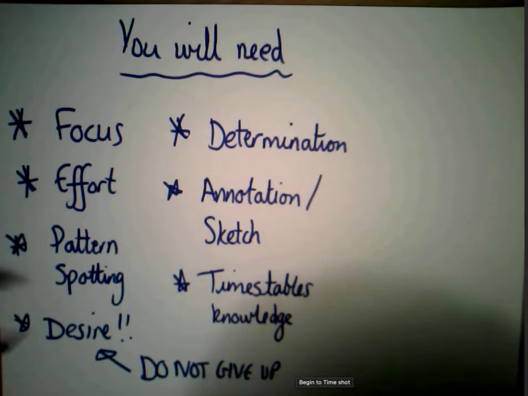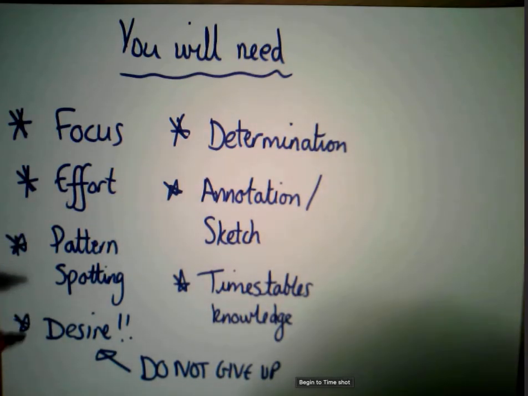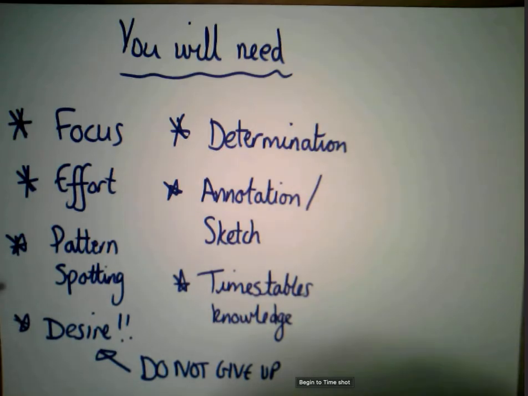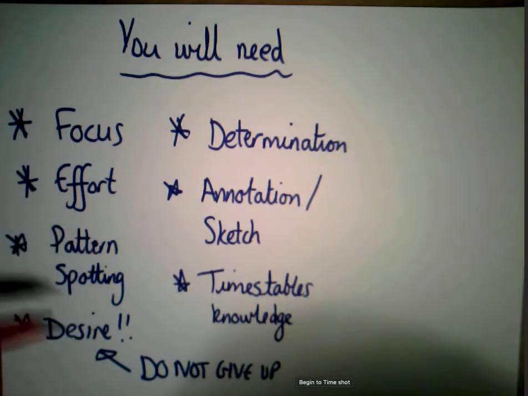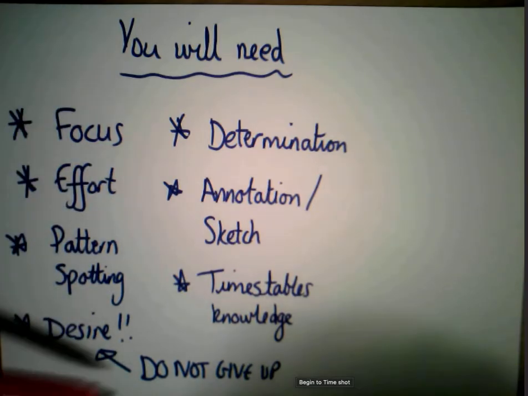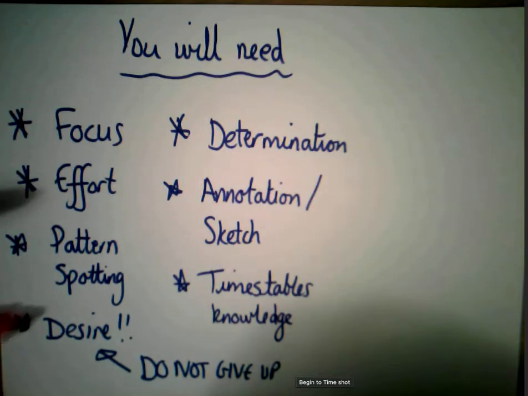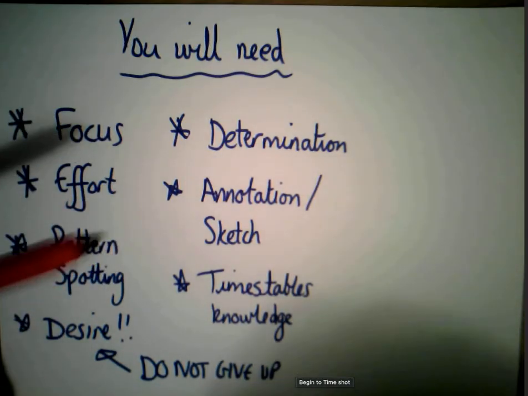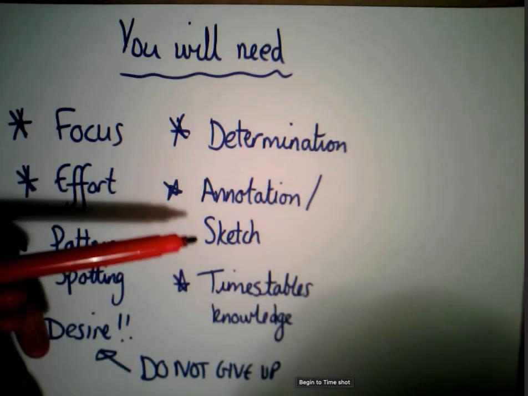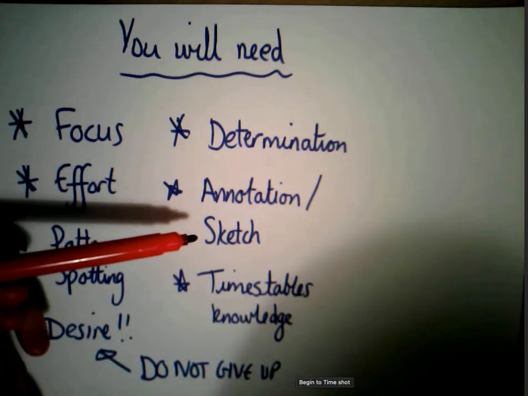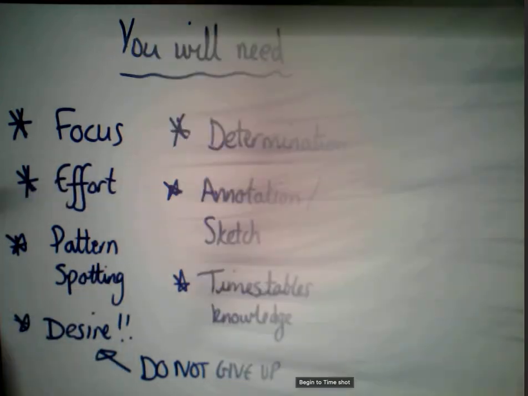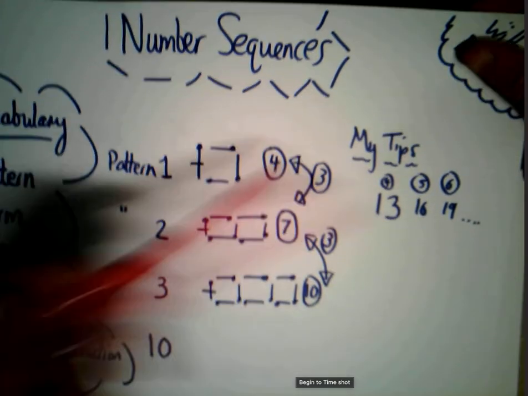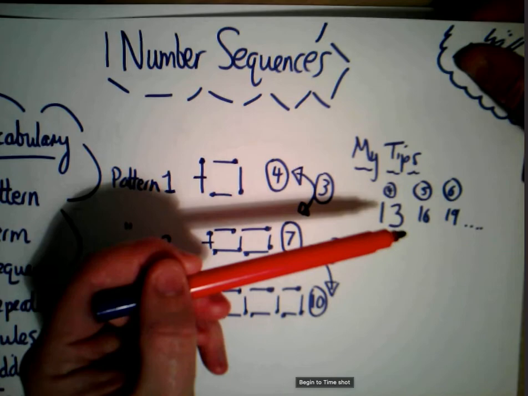Next, you need to be spotting out for patterns. You need to be looking and seeing, oh, that's going up in 3s, or that's going up in 3s and taking away 1 every time. Watch for that. It's going to help you. We'll come back to this one. You need determination. You need to be determined to solve these problems, otherwise they will beat you. You're probably going to need to do some annotation or some sketching, just like I did in mine. It's okay to do some sketching like this. It's also okay to do some sort of annotations like this.